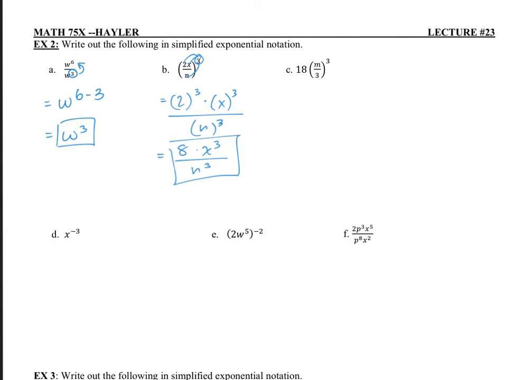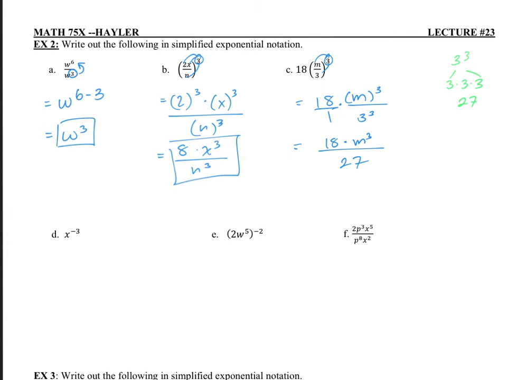And let's see, for C. Looking inside the parentheses, there's nothing to be done there. So all we can do is distribute the 3 to the 2 right there. So that'll be m cubed all over 3 cubed. I'll go ahead and put the 18 over 1. So then it'll be 18 times m cubed all over. And what is 3 cubed? Well, 3 cubed is 3 times 3 times 3, which is going to be 27.